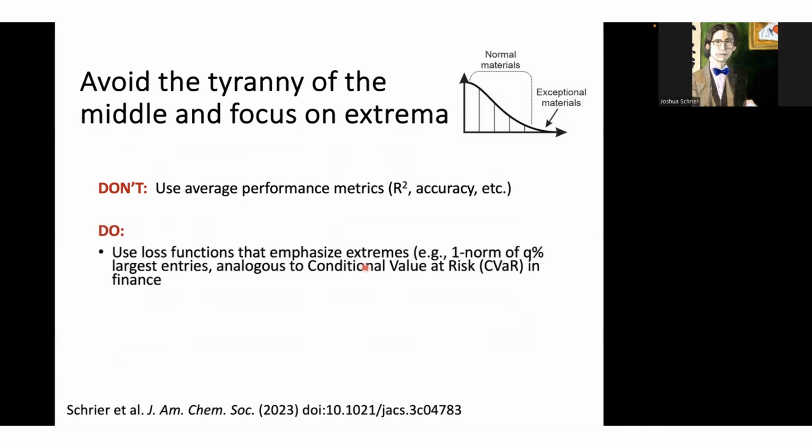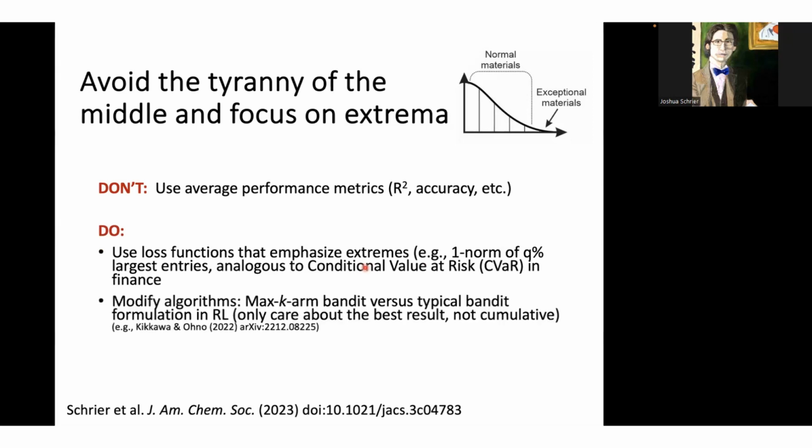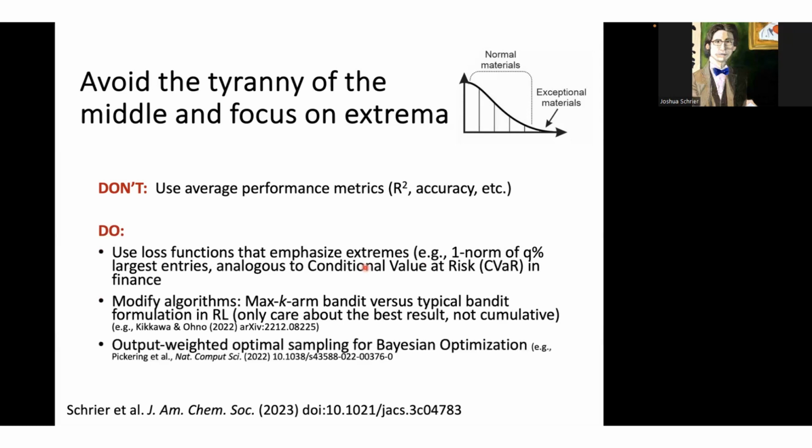There are a number of strategies you can use to address this. They might be as simple as using different loss functions that emphasize the extremes. People do this in finance all the time because they don't want to lose all their money when extreme things happen in the market. But there might also be differences in the types of algorithms. A lot of these experimental optimization problems look like bandit problems, so you might think about reformulating the way you structure the bandit problem. And there are some examples in chemistry of that.